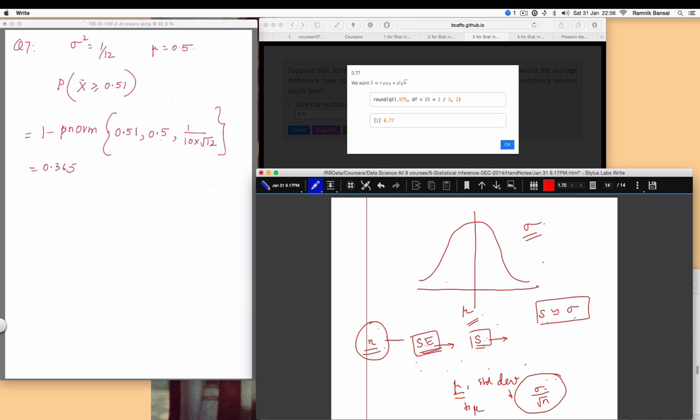But we don't know the sigma. We approximate it from one sample. We don't know this mu. We approximate it from the mu of the sample. So that s is equivalent to sigma, not sigma upon square root of n. Is this clear? So remember this important concept: that s, the approximation, is equivalent to sigma.